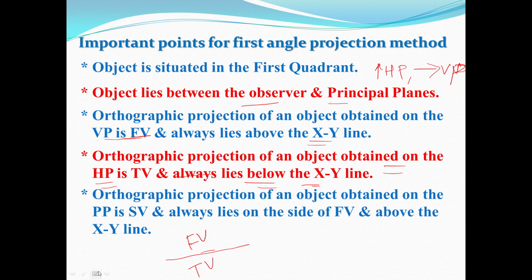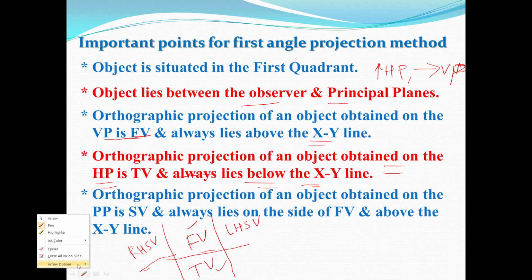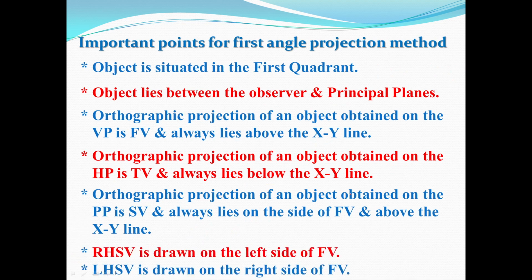So here we can draw. On this left side LPP, we get the right hand side view. On this RPP, we get the left hand side view. Front view above the XY line, top view below the XY line. On LPP, we get the right hand side view. On the RPP, we get the left hand side view. The RHSV is drawn on the left side of the FV, and the LHSV is drawn on the right side of the FV.